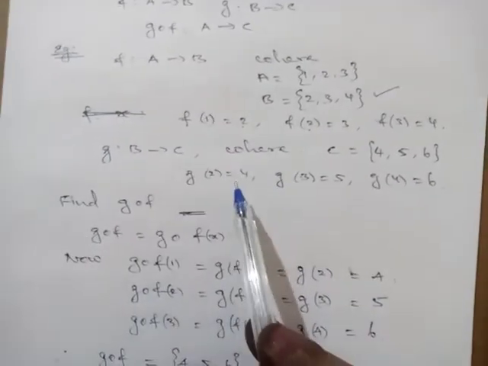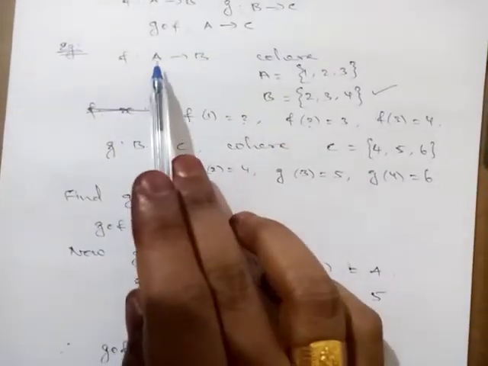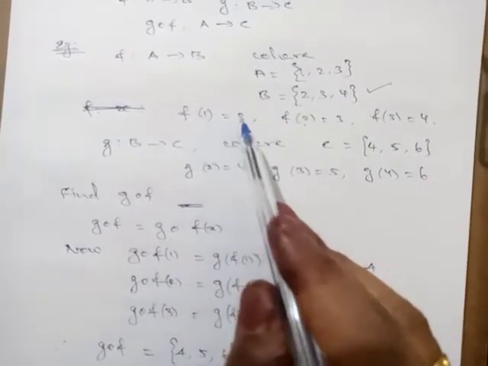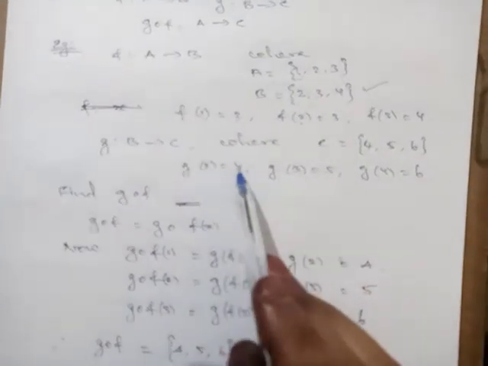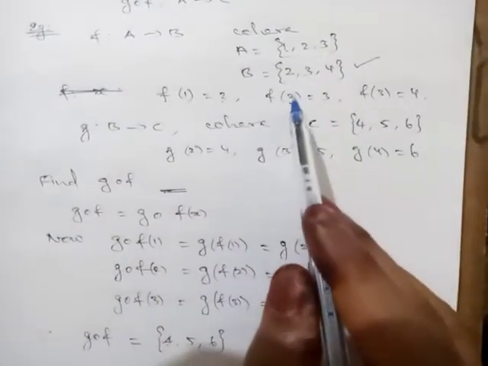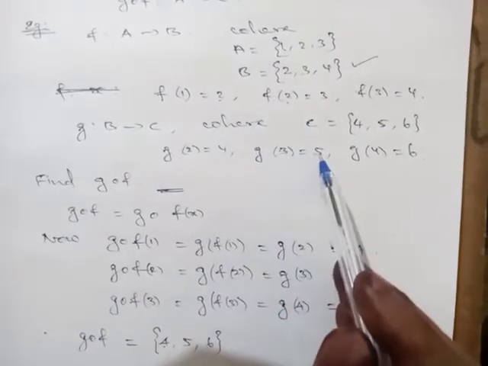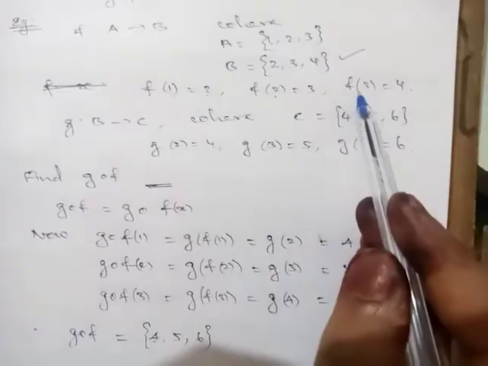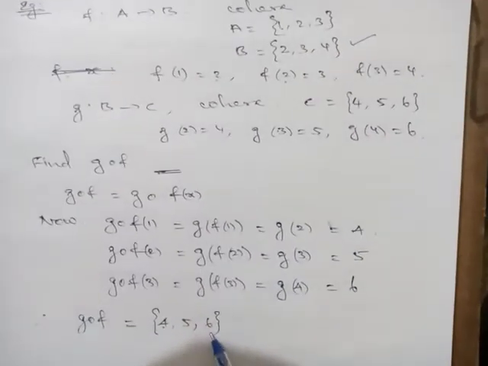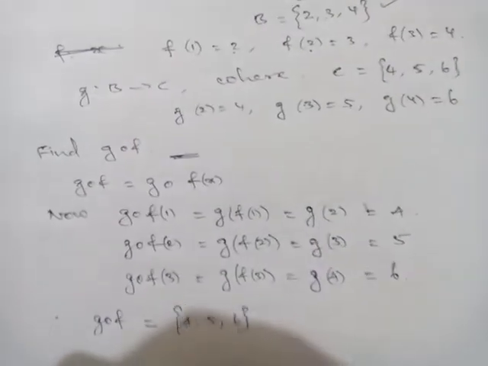See here, the function f from A to B. 1 is going to 2, and here 2 is going to 4, so 1 is going to 4. The next one, 2 is going to 3, and here 3 is going to 5, so 5. 3 is going to 4, and here 4 is going to 6, so 6 will come. That's all. This is g over f.